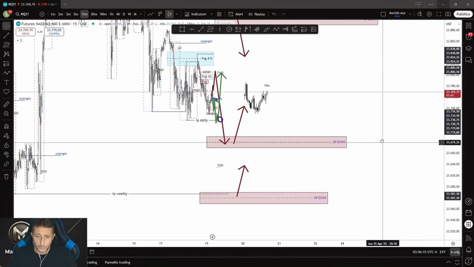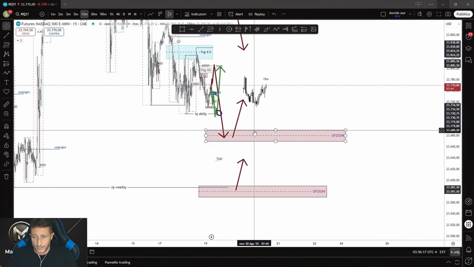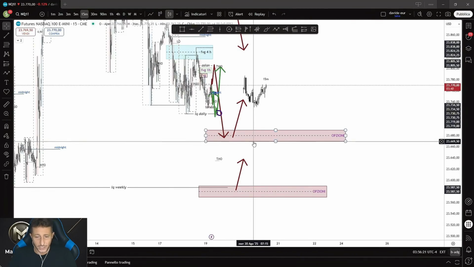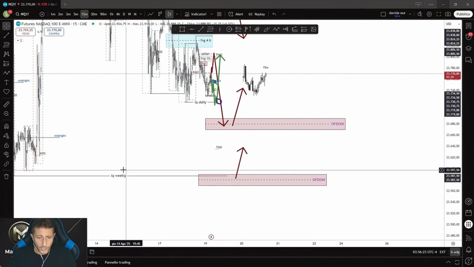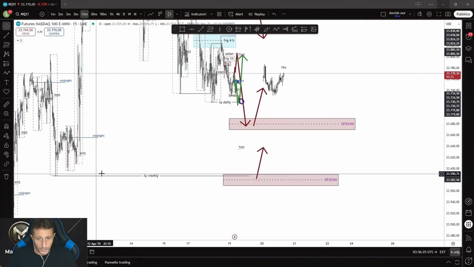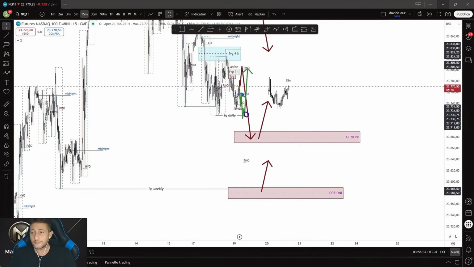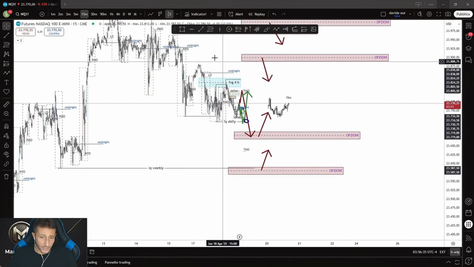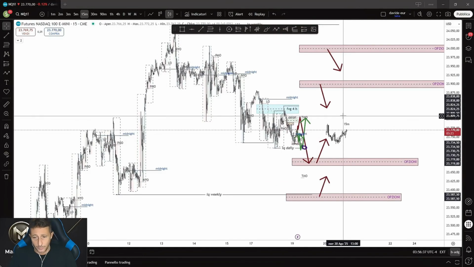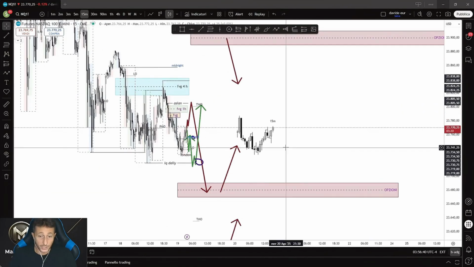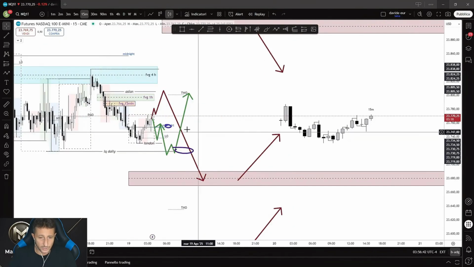Now let's move on to the puts. The first put is at 23,690, 23,670. And the last one, which is on the weekly liquidity, is really nice too, guys. We'll be between 23,590 and 23,570.